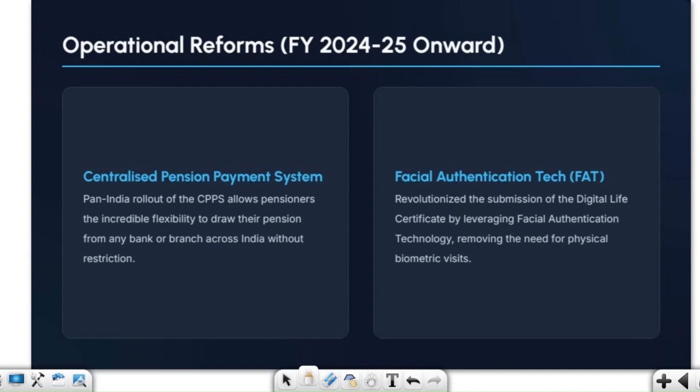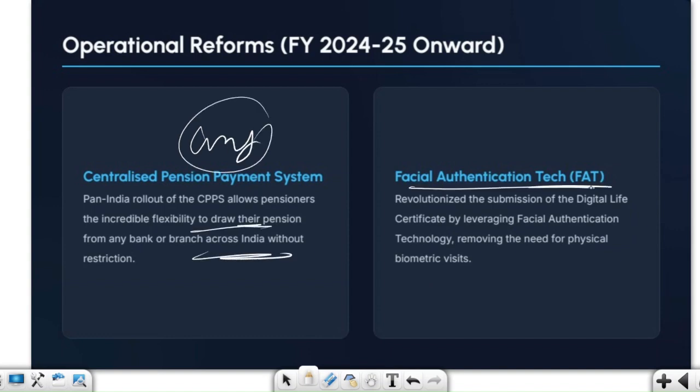Now what is this CPPS? See, earlier pension payment could involve dependency on particular bank or branch arrangements. Now under this particular system, pensioners can draw pension from any bank or any branch across India, okay.